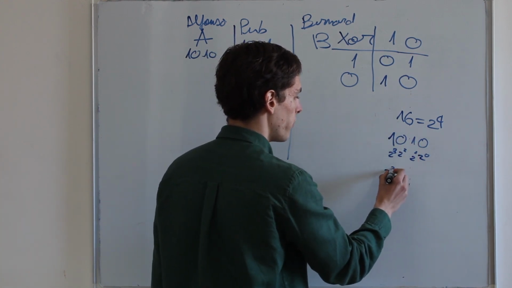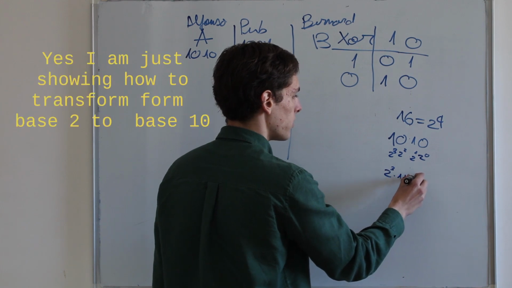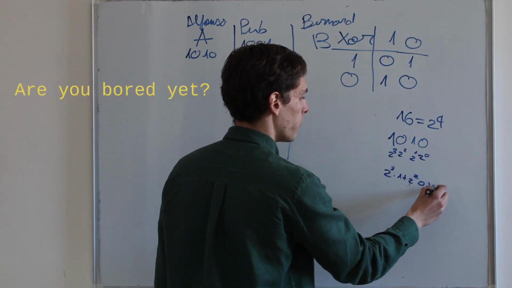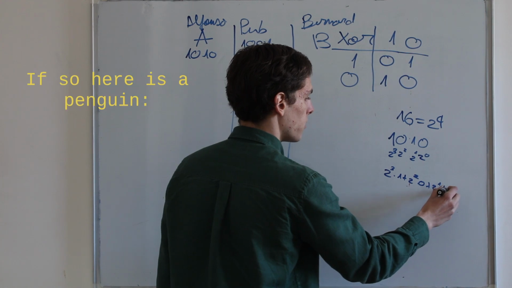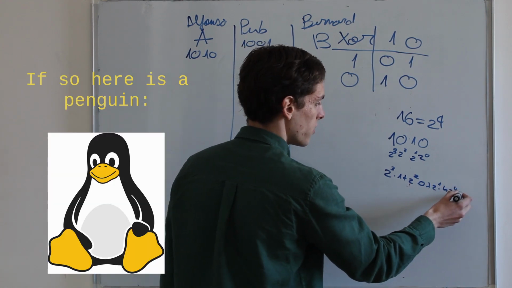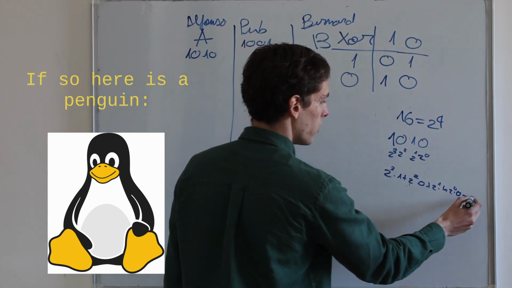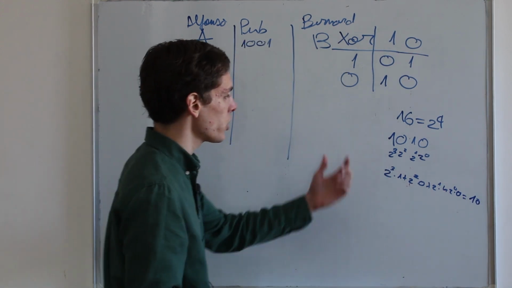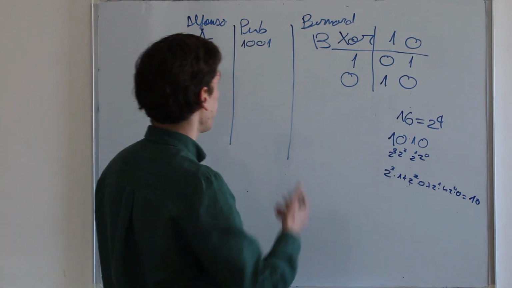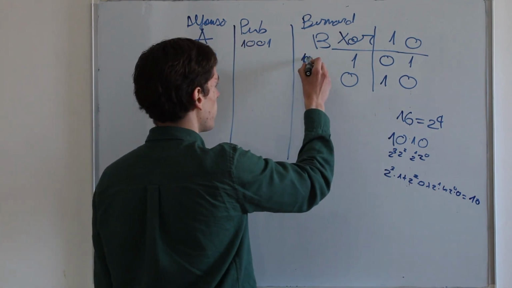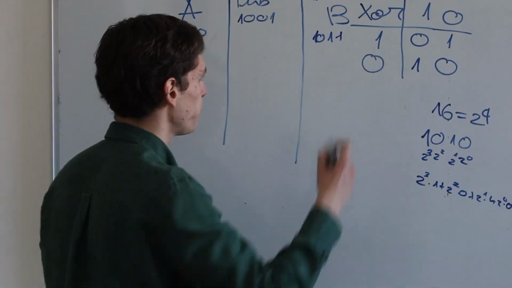So it's 2 to the 3 times 1, plus 2 to the 2nd times 0, plus 2 to the 1st times 1, plus 2 to the 0, which is 1, times 0, which gives us 2 to the 3rd is 8. So 8 plus 2, 10. Which in hex is A. And B, for that same reason, is going to be 1011.